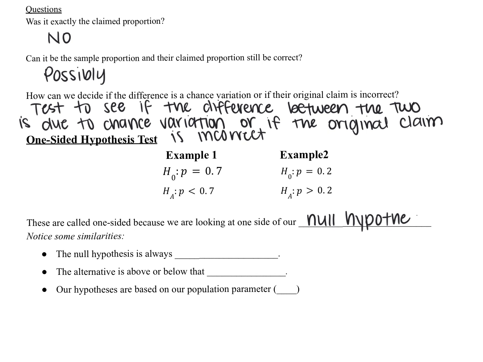A couple of things: the null hypothesis is always going to be set up as equal to. And the alternative hypothesis is above or below that same value. So you should always be using the same proportion in the null and the alternative hypothesis. And the hypotheses are based on a population parameter p, not your p hat. They are always based off your population parameter.